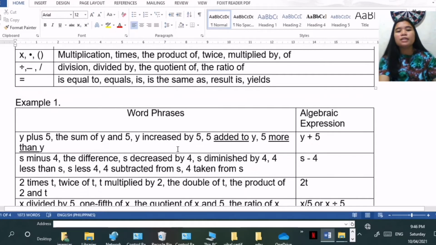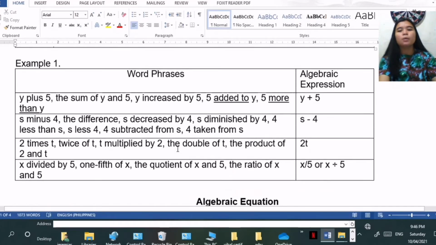Okay po. Now, let's have an example. So, meron tayo dito ng another table. Ayan, so ito yung mga halimbawa. So, we have here algebraic expression. Here we have y plus 5, s minus 4, 2t, x over 5, or x divided by 5. Or pwede naman tong x fifth. Pwede namang ganon. Okay po. So, aside from reading it like this, kumbaga, maliban sa pagbabasa ko ng ganito na y plus 5, yung common, pwede nyo tong basahin sa ibang paraan. Or, eto nga, yung word phrases na nakalagay dito.